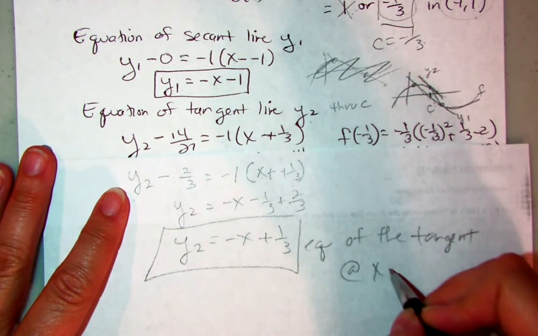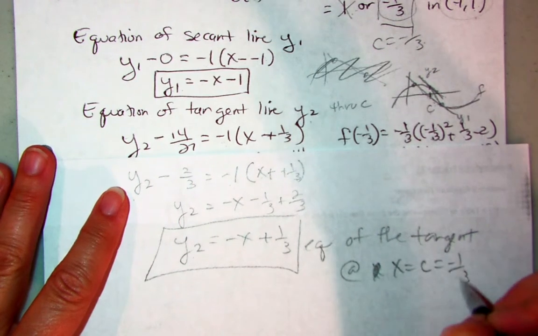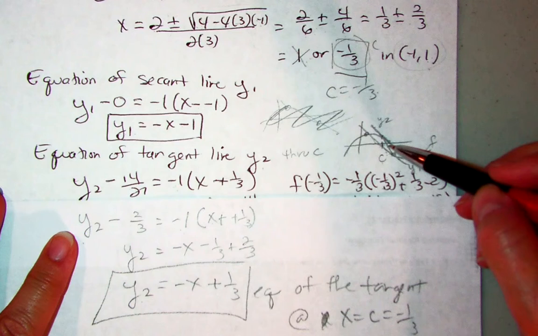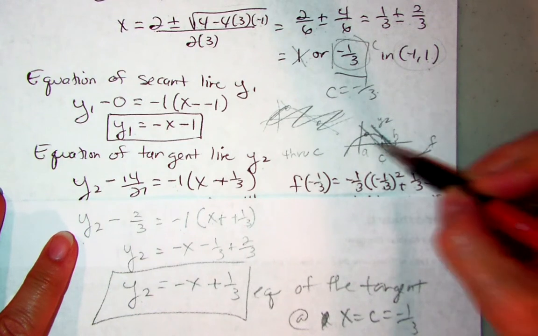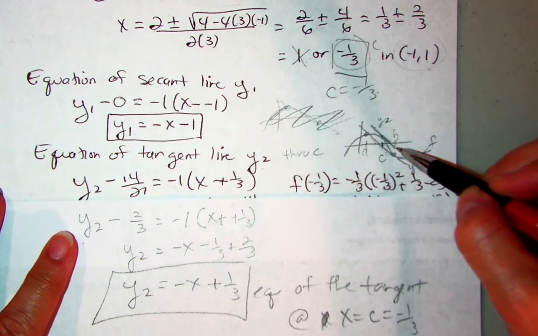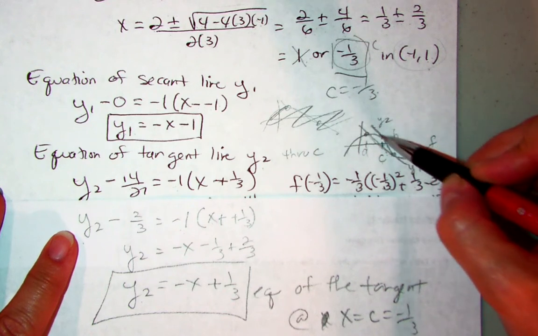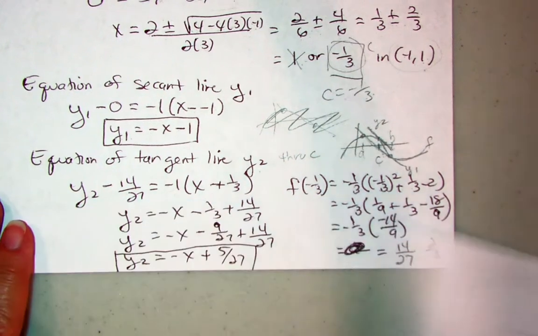At x equals c, which equals negative 1/3, that is that value inside of A to B. I have some value between A and B in which the slope of that secant line is equal to the slope of that tangent line. That's the mean value theorem.